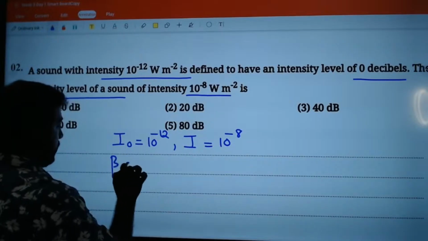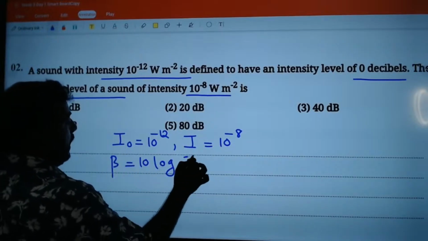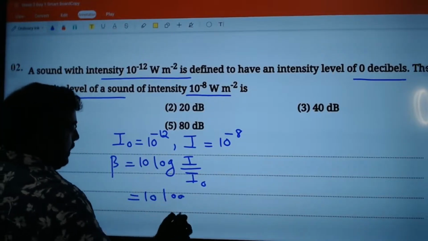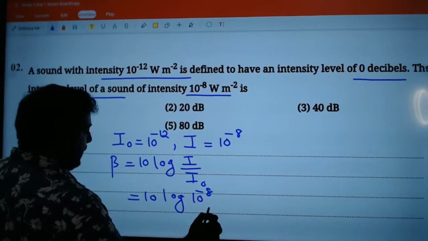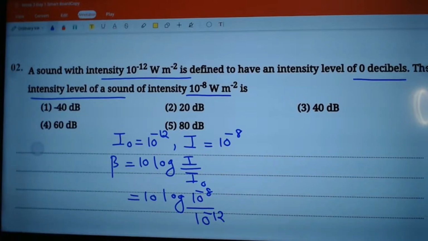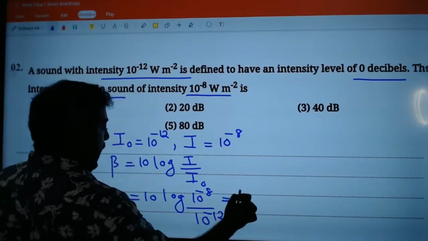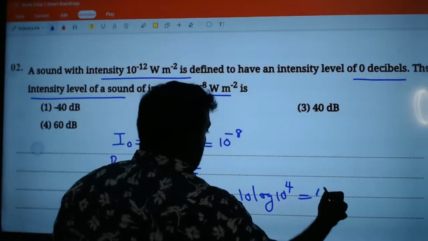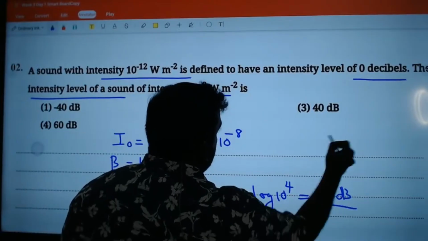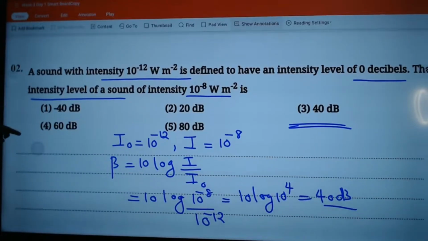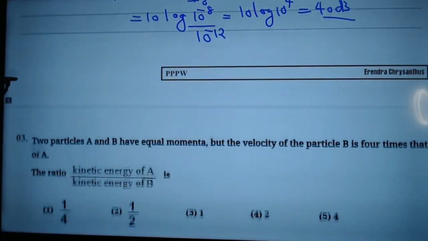So beta is equal to 10 log I over IO. So here I is equal to 10 to the power minus 8, IO is 10 to the power minus 12. Take this on top. You have 10 log 10 to the power 4. This comes here. Your answer is going to be 40 decibel, answer number 3.